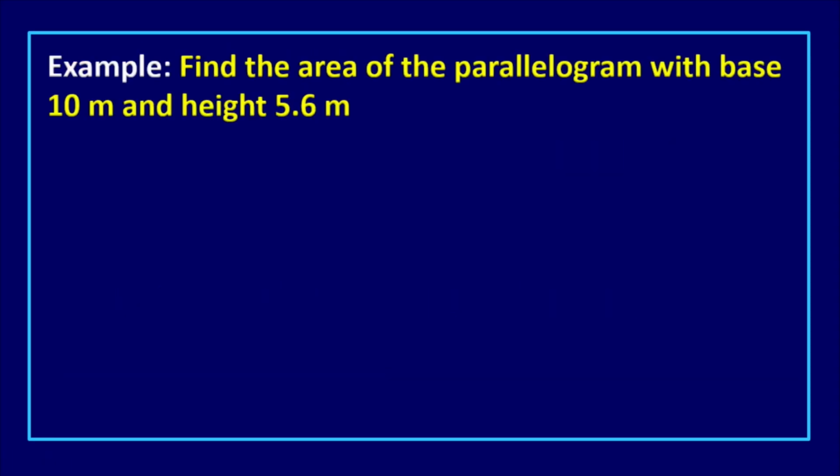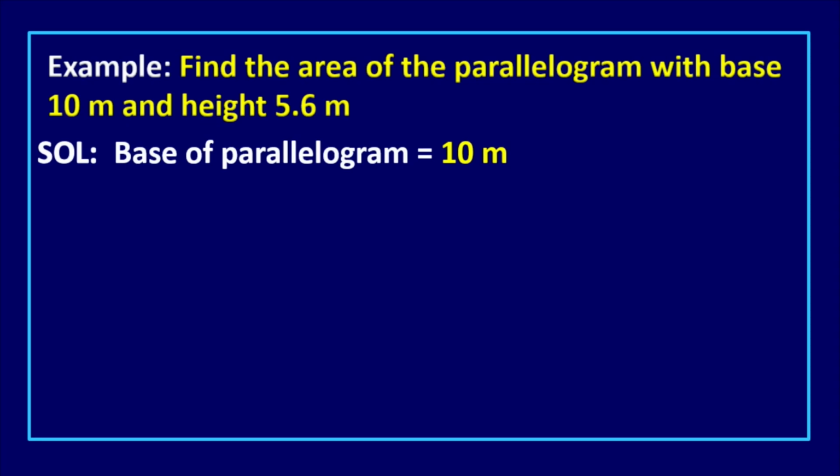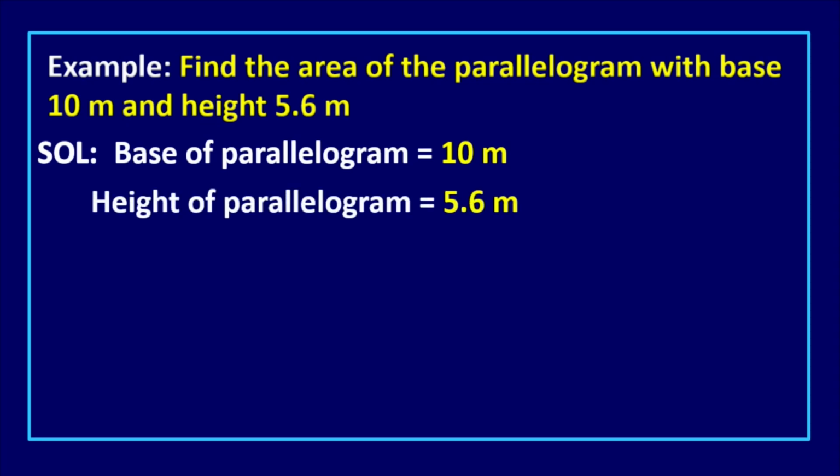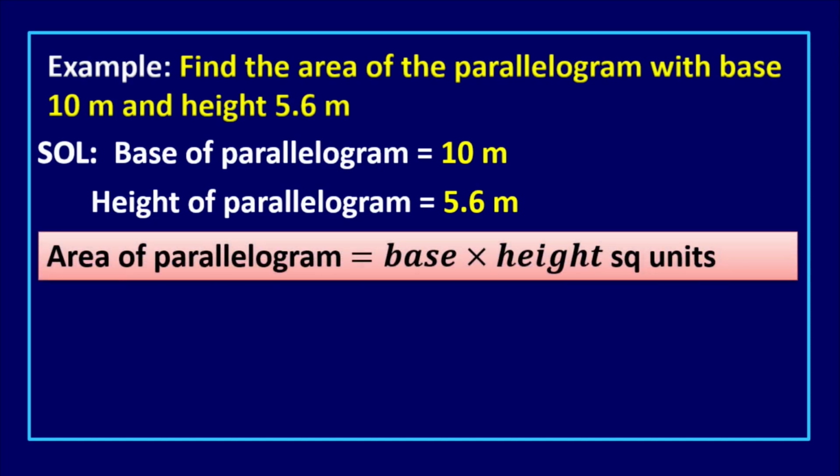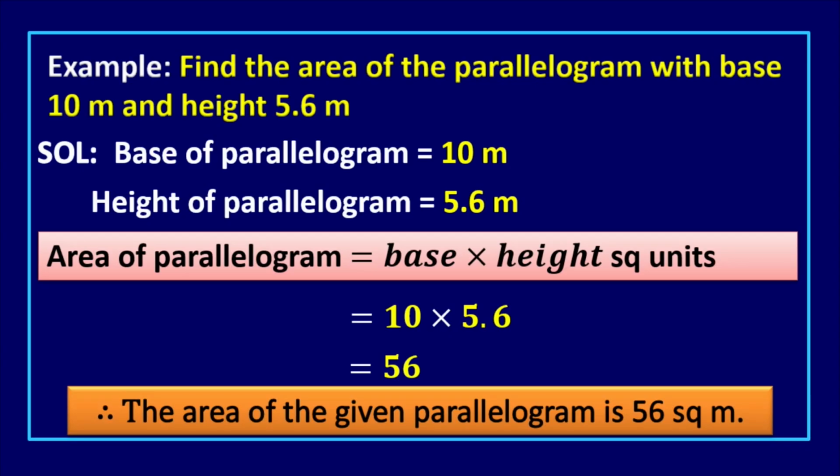So let us take an example, children. Find the area of the parallelogram with base 10 meters and height 5.6 meters. So let us write down what is given to us. Base is 10 meters and height is 5.6 meters. Now area of parallelogram is base into height, or simply b into h also you can write, children. So substituting the values, base is 10 and height is 5.6, we get 56 on multiplication. That means the area of the given parallelogram is 56 square meters.